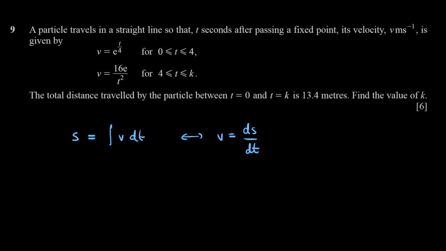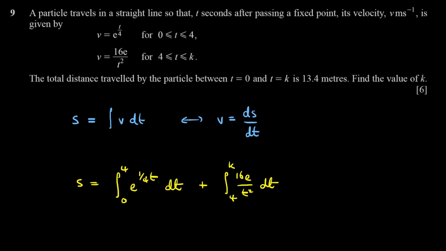So what we're going to say is s is equal to the integral of the first function, which is e to the power of a quarter of t dt, and that's between 0 and 4. And then we've got the integral of the second function, which is 16e upon t squared dt, and that's between 4 and k.